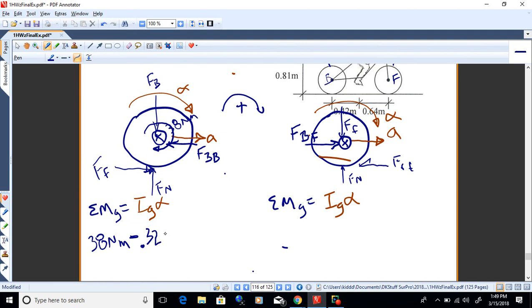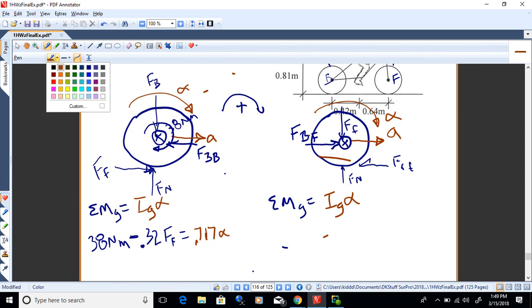So that's 0.32 times the force of friction. And that's going to equal I sub g times the unknown alpha, right? And we got I sub g. Is this the 0.717? Okay, alpha. For the back wheel, that's correct. Okay, well, we'll just go with that. So we good with that?